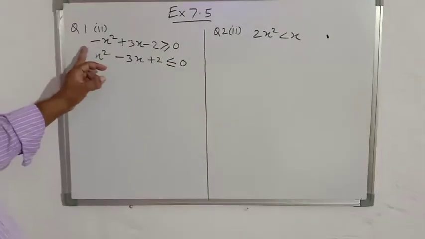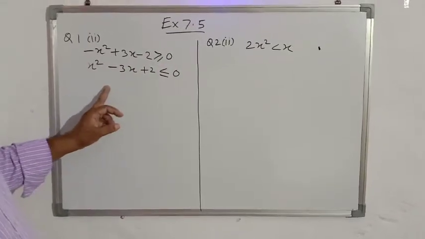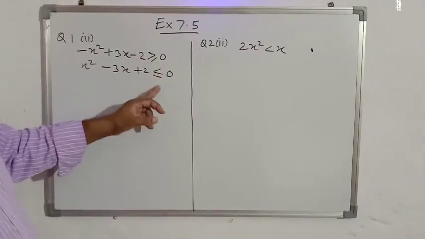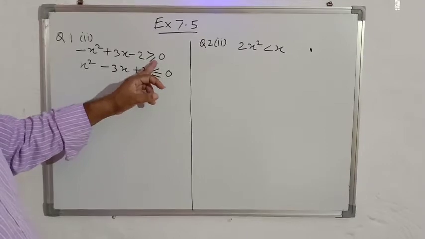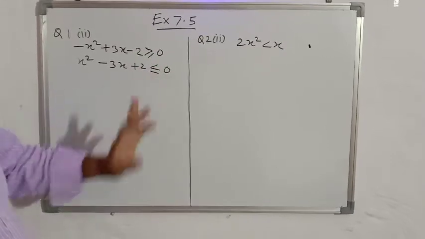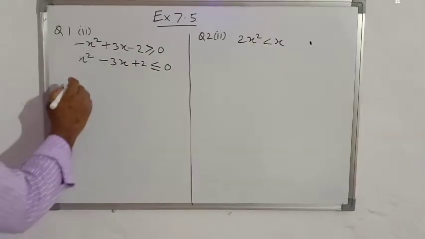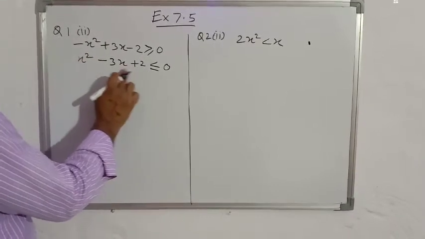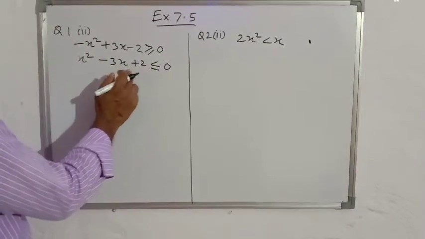We know that when we multiply both sides by a negative number, the inequality gets reversed. So here greater than or equal to, in the next step it will become less than or equal to. It is a quadratic polynomial, so we will factorize it. How can we factorize?